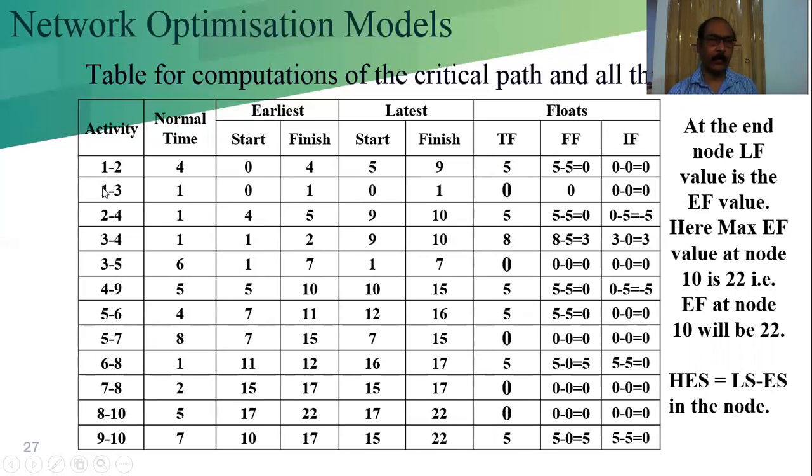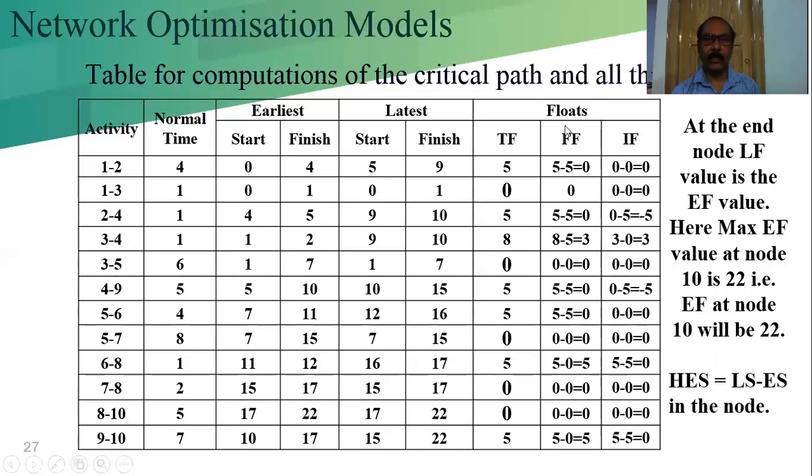So if we take it in a sequence: 1 3, 3 5, then 5 7, then 7 8, then 8 10. So if we take it in a sequence, what we are getting: 1 to 3, 3 to 5. So these are forming our critical path.